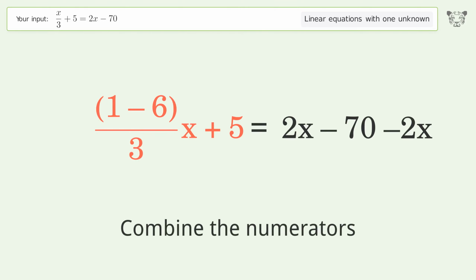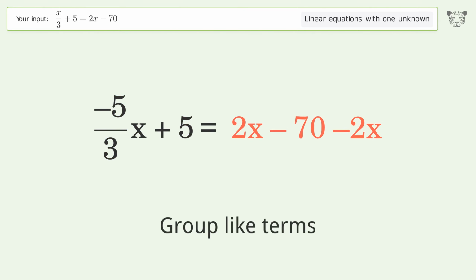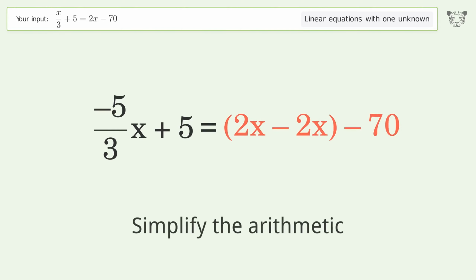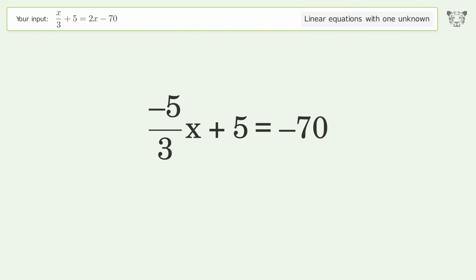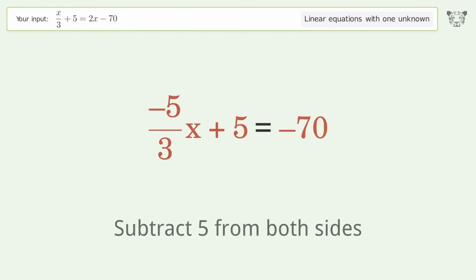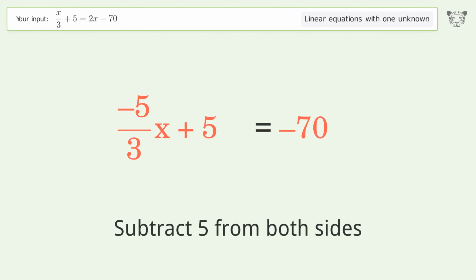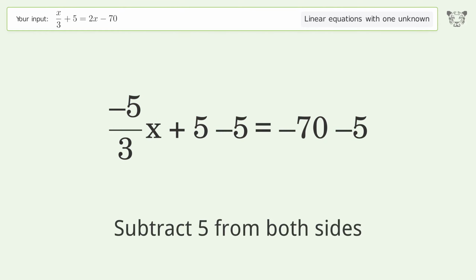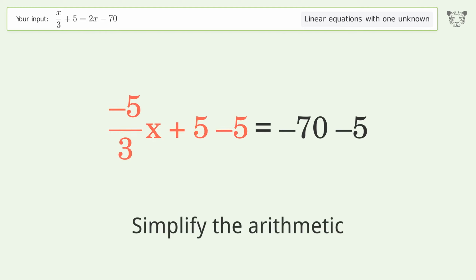Combine the numerators. Group like terms. Simplify the arithmetic. Group all constants on the right side of the equation. Subtract 5 from both sides. Simplify the arithmetic.